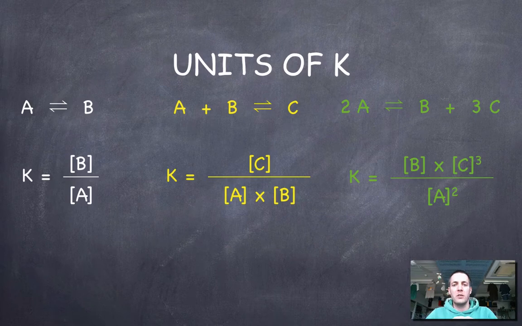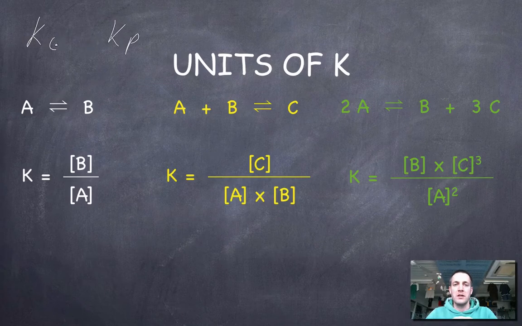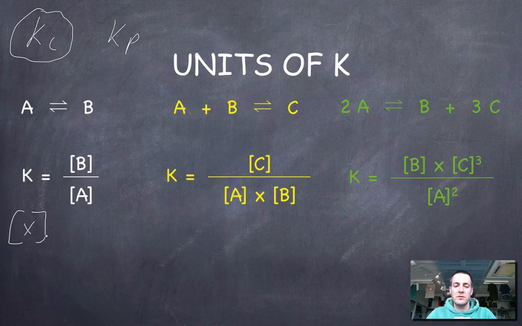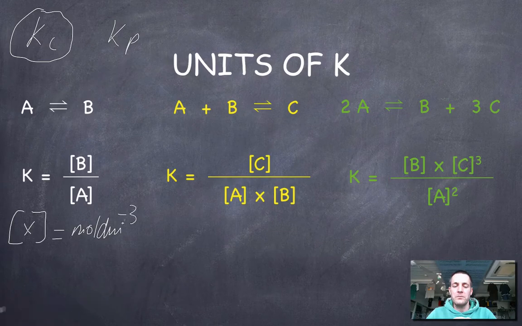Now we're going to look at deciding what units K has. There are different types of K, called Kc and Kp, depending on whether you're talking about things in terms of concentrations or pressures, but we're only interested in Kc in the IB course. So all the things that we look at are going to be concentrations and not pressures. The terms in our equilibrium constants will always have units of moles per dm cubed, because the concentration of a substance, remember square brackets of concentration, is always given in moles per dm cubed. You can have other units, but they're the ones that we normally use.